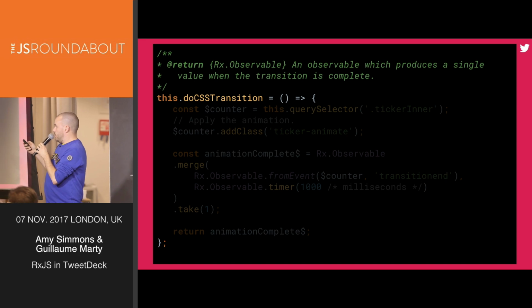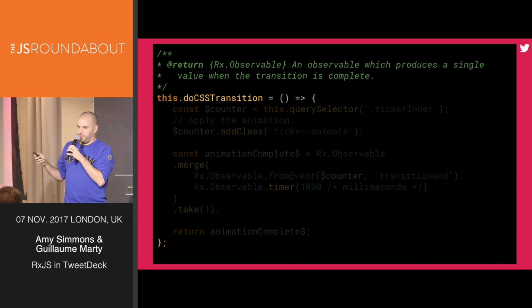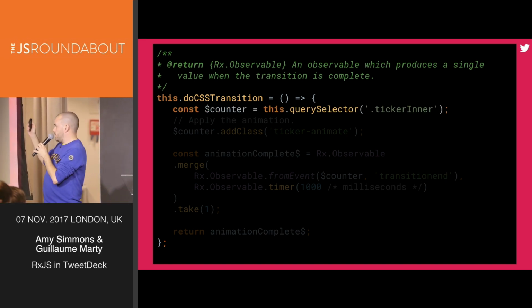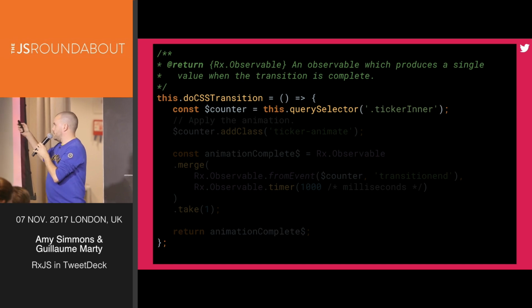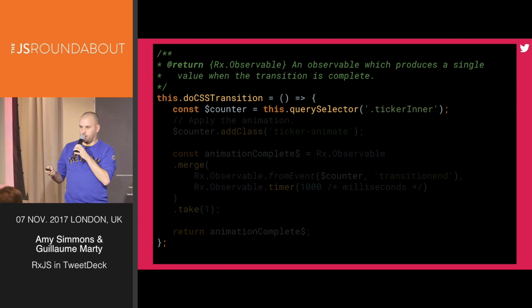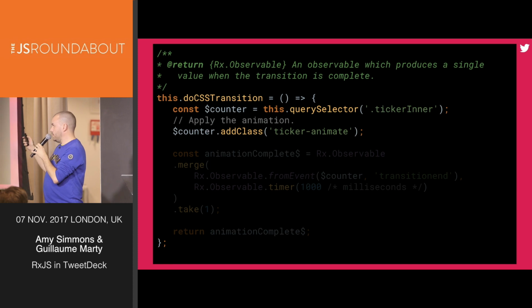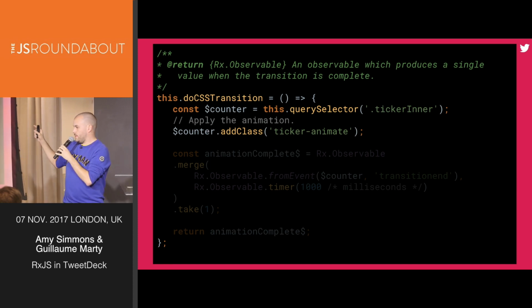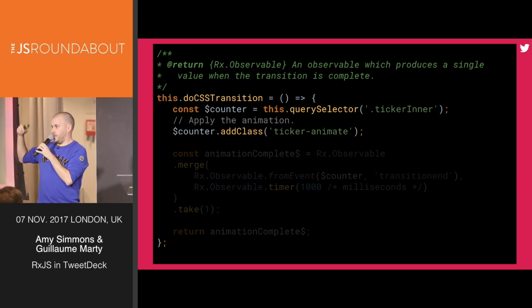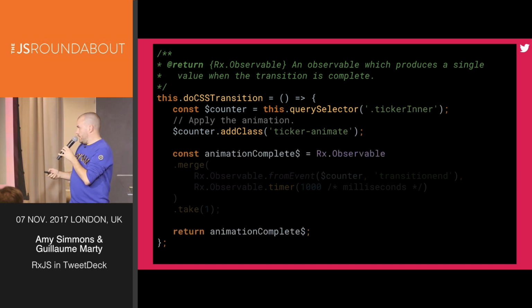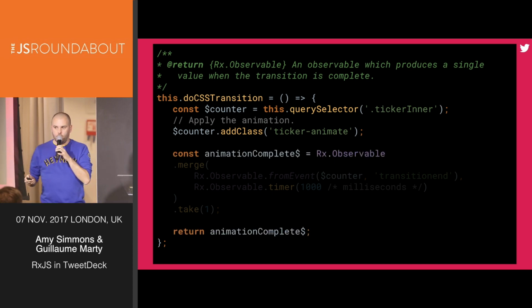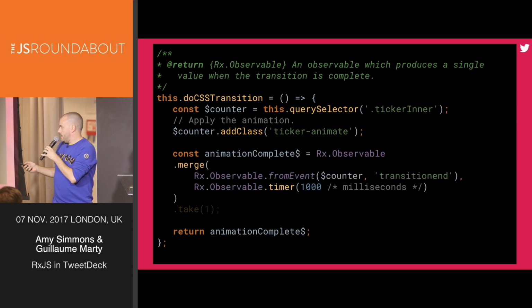So we start this doCSSTransition method by caching the DOM element into a counter constant. We then apply the animation, which is what starts the little animation. Then we create an observable that we will return. And in this observable, we actually merge two different observables.